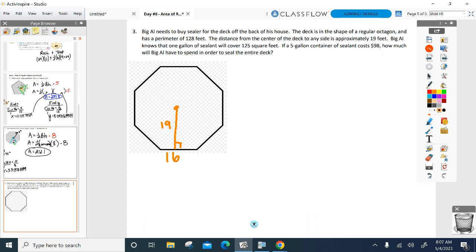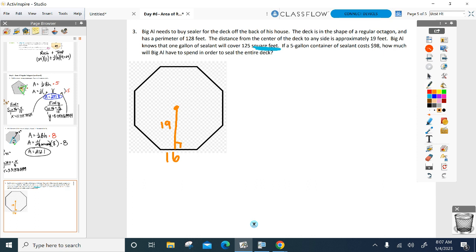And we just got a whole bunch of information here. He knows that 1 gallon covers 125 square feet. Well, we could stop right there. I see that term, square feet. Automatically, this turns into what type of problem? Square feet. What's the only thing that has squared units? Area. All right, so this turns into an area problem. And then we'll talk about the rest when we get to it.